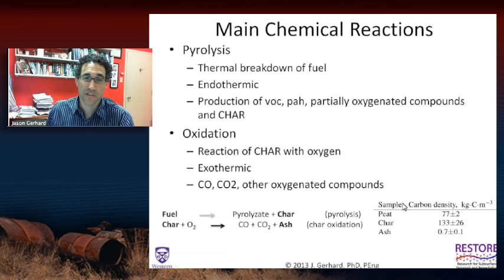So we've studied the smoldering of peat, and you can see here the carbon density, which increases when you go through the pyrolysis process. But then after the oxidation process, there's virtually no carbon left. It's all been converted into CO, CO2, and energy.